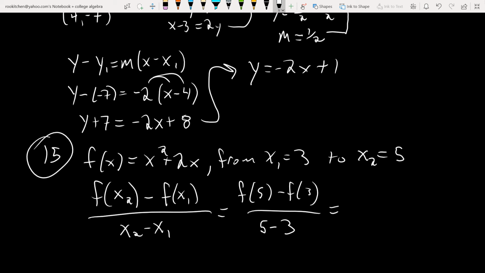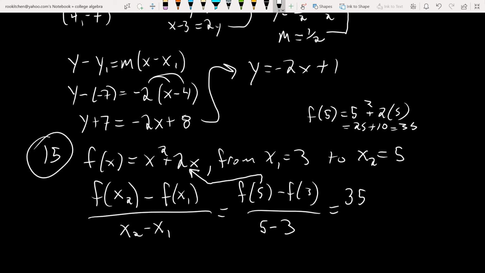Okay, so I plug 5 into that thing. 5 squared is 25, plus 2 times 5 is 25 plus 10, so that's 35. So I'm just taking this number here and plugging it into this formula here, right? So f of 5 is 5 squared plus 2 times 5, which is 25 plus 10, which is the 35 that I wrote. Okay, minus f of 3.